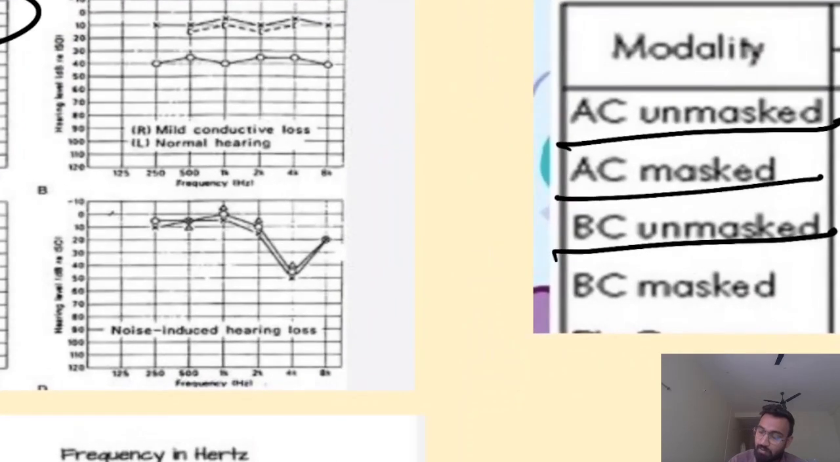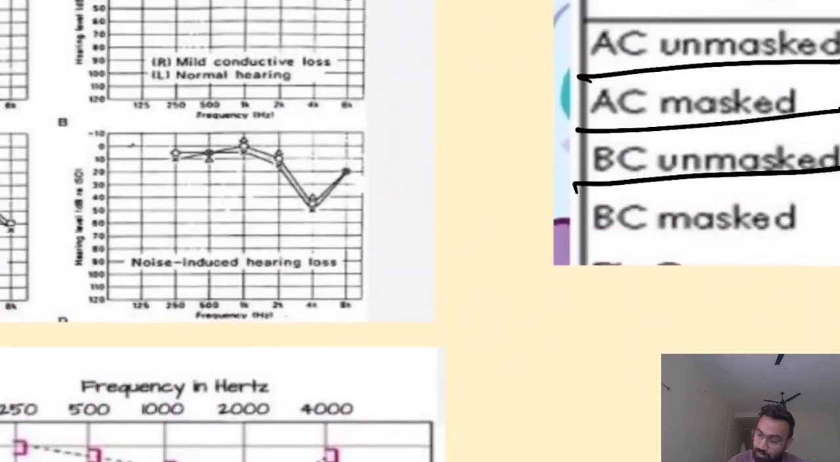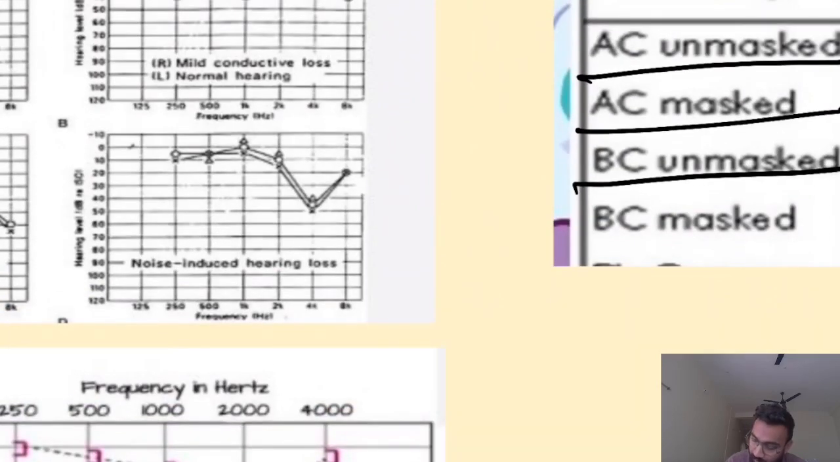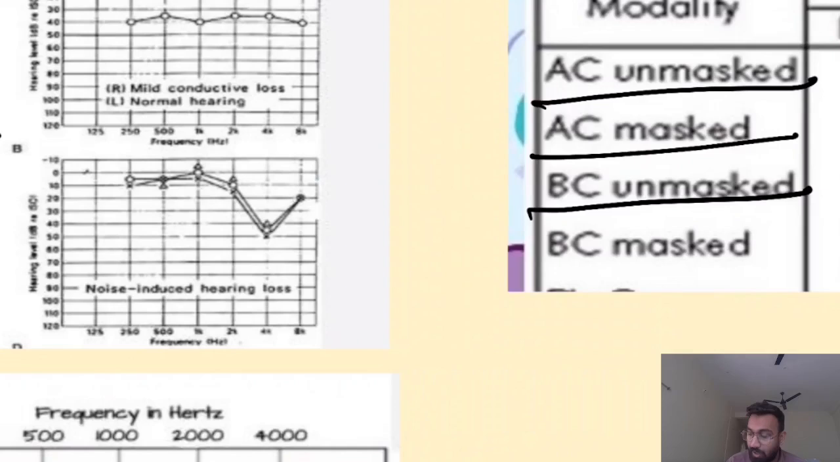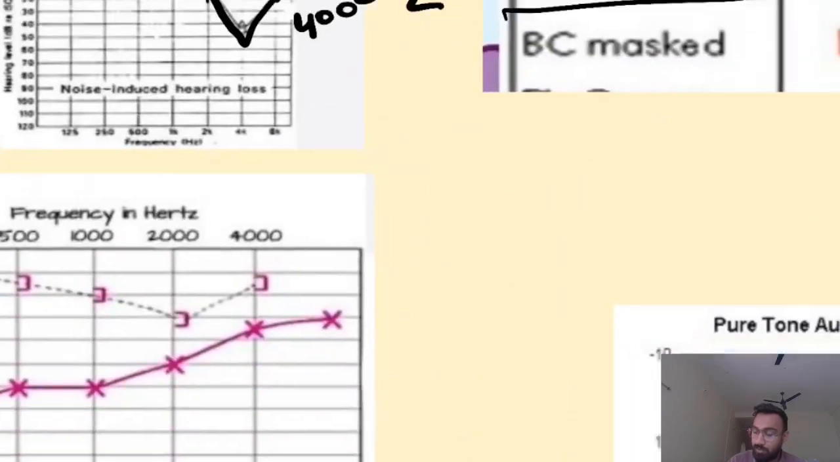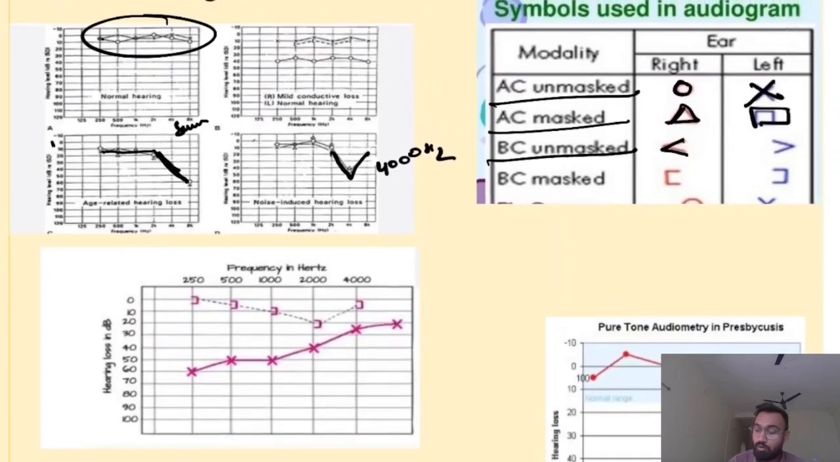Okay. Now you can see this is the air and bone conduction, but there is no gap. So it is a sensory neural hearing loss, but it is decreasing. So it is age-related hearing loss. Okay. And in noise-induced hearing loss, there is a dip at 4000 hertz. So that is noise induced hearing loss.